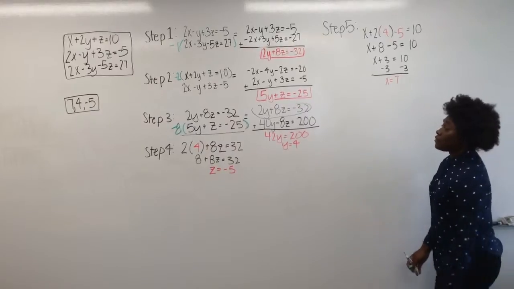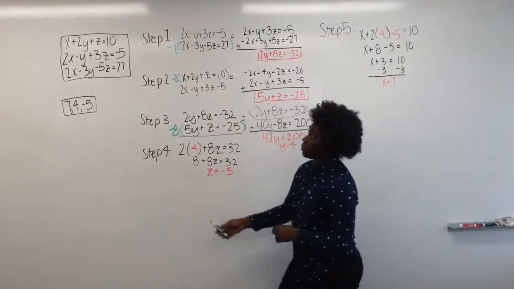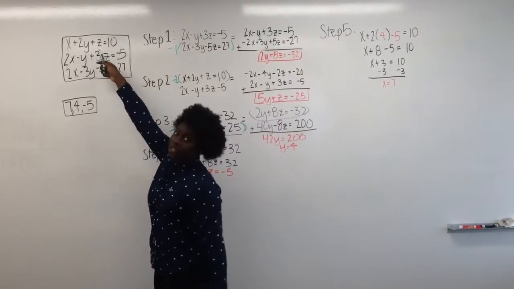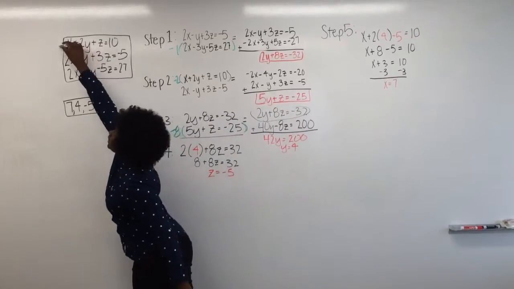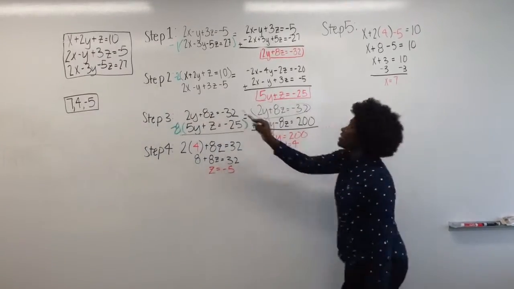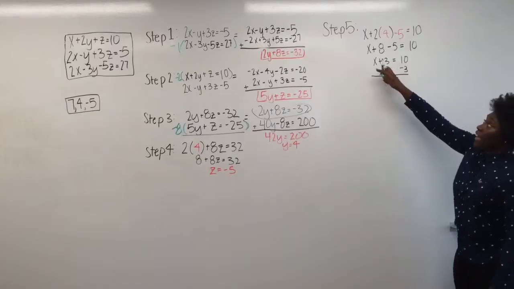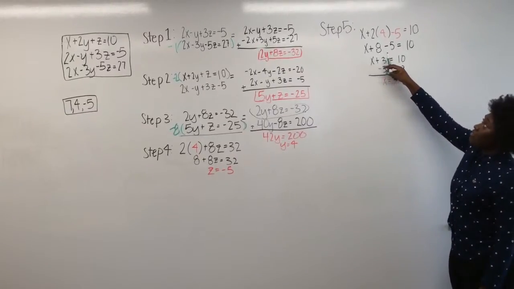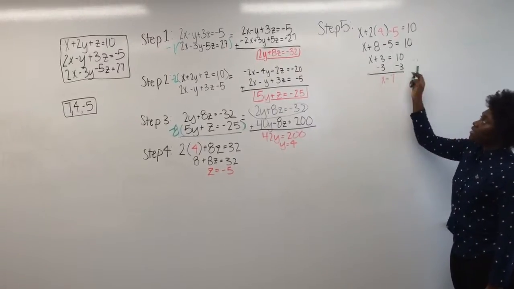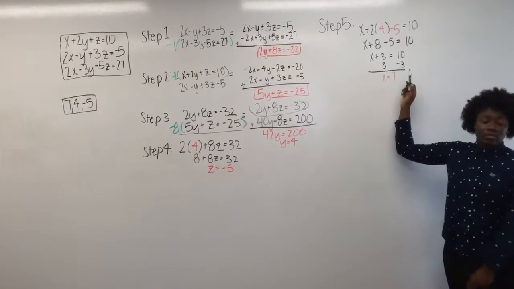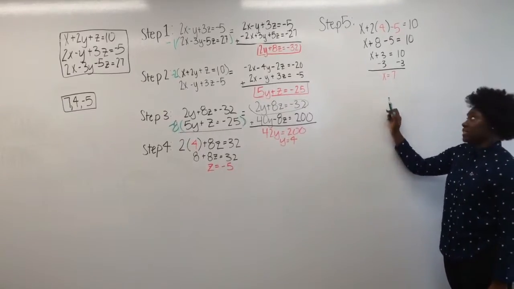So in step 5, you take y and z and plug it into one of the original equations, and I chose this one because we don't have an x. So then we have x plus 8 minus 5 equals 10. Combine those, we have x plus 3 equals 10, subtract 3 by both sides, and then you have x is 7.